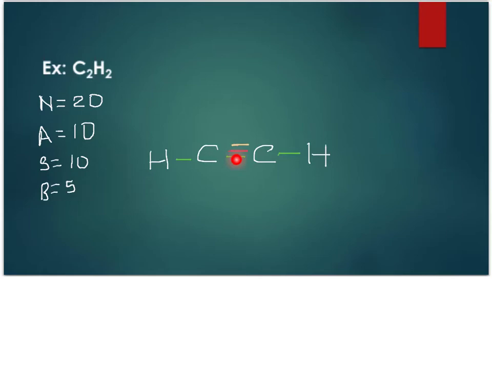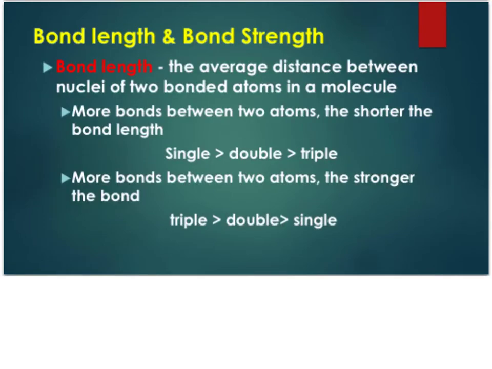Simple enough. All right. Count. If we count our bonds, we have 1, 2, 3, 4, 5. Electrons used 2, 4, 6, 8, 10. How many did we have available? 10. So we talk about bond length and bond strength.